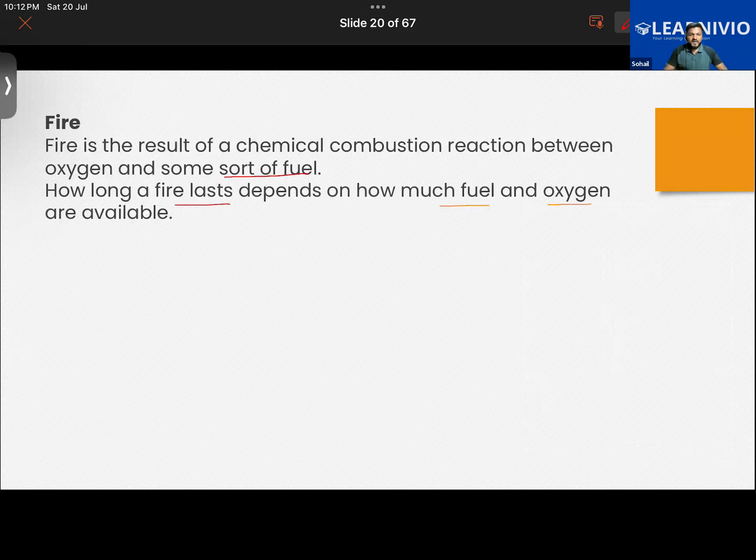And then the topic, fire. Fire is basically a result of a chemical combustion reaction between oxygen and a given fuel. In a general sense, we can say it's a result of combustion. In most cases, whenever there is a combustion, fire will be given off. Furthermore, how long a fire lasts will depend upon the amount of fuel and the amount of oxygen that is available. So hope that topic is clear.